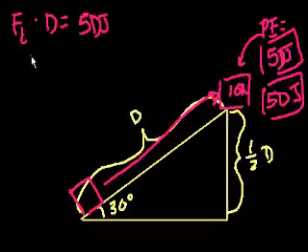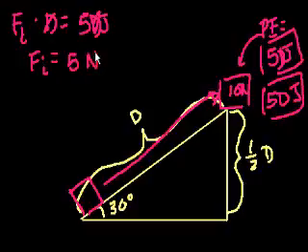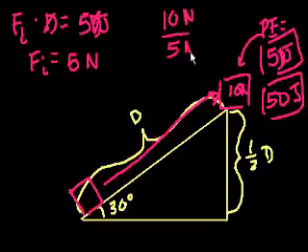Dividing both sides by d, what do I get? The input force had to be equal to 5 newtons. So I inputted 5 newtons of force, and I was able to lift essentially a 10 newton object. So what is the mechanical advantage? Well, it's the force output, 10 newtons, divided by the force input, 5 newtons. The mechanical advantage is 2.